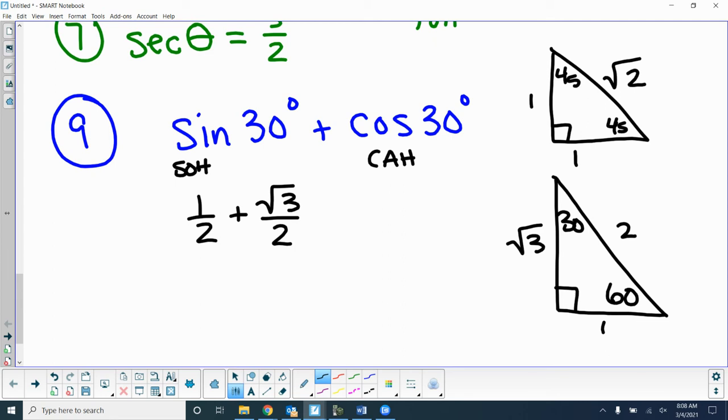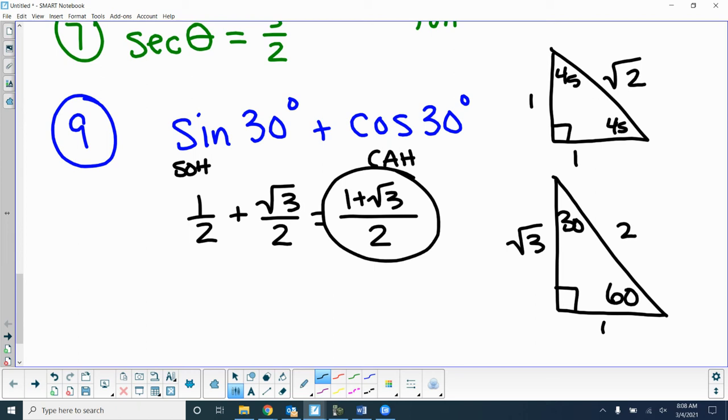Since I have a common denominator, I can add those two fractions, right? And remember, once you have the common denominator, it stays that denominator, and you just write 1 plus the square root of 3. If you don't know what that is in decimal, you don't have to put it in the calculator. Just leave it like that. That's the exact answer.